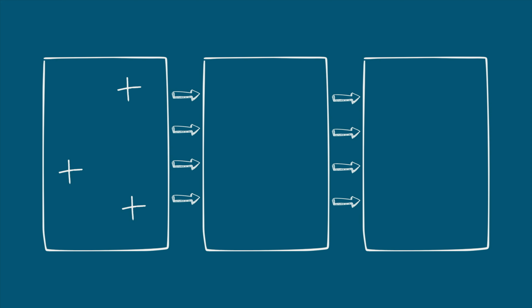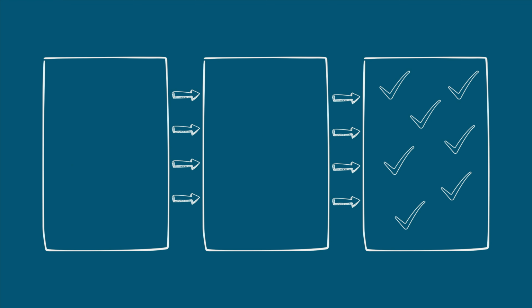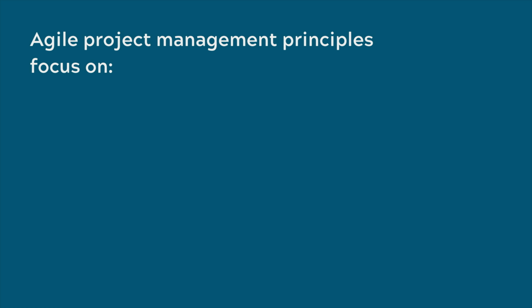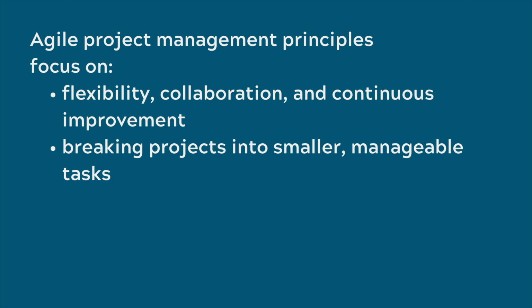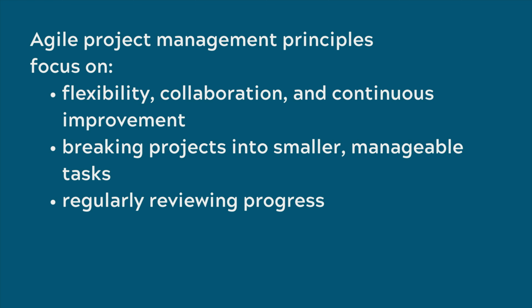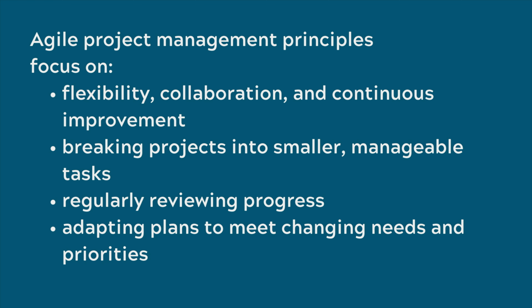Process-based project management tools are a third type of platform, and they focus on ongoing workflows and connect well with Agile project management principles. Agile project management principles focus on flexibility, collaboration, and continuous improvement. They emphasize breaking projects into smaller, manageable tasks, regularly reviewing progress, and adapting plans to meet changing needs and priorities. Process-based project management tools that align well with Agile project management principles are great for those motivated by visual progress and the movement of tasks through stages.